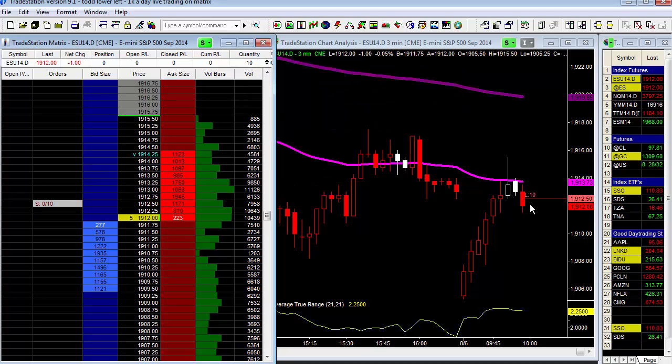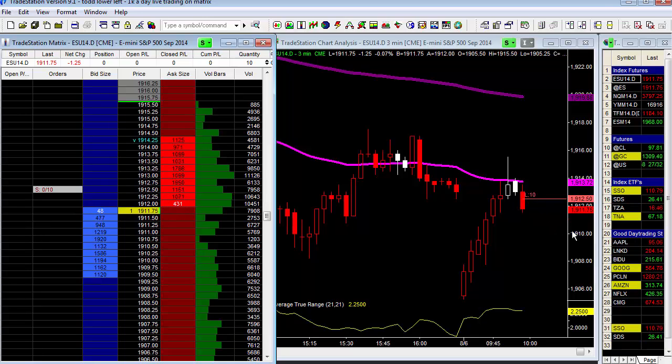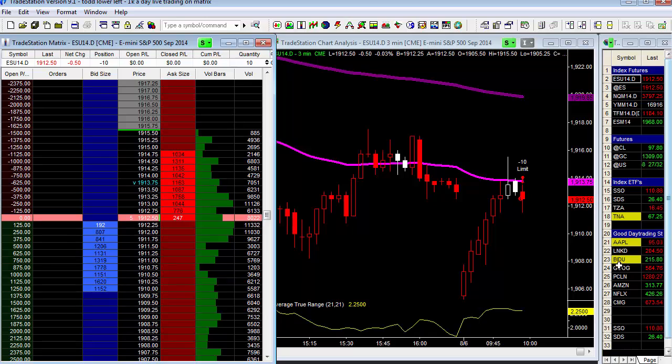All right. So we'll get a little pullback. See if we can go to 12.5. 1912.5 is where we're looking to go short. Man, a little off. Let's see if we can get this. All right, we got filled on this trade.